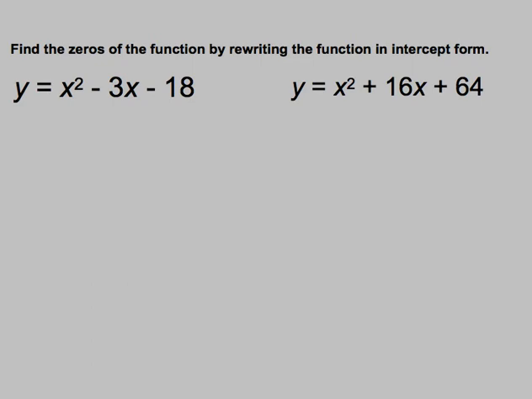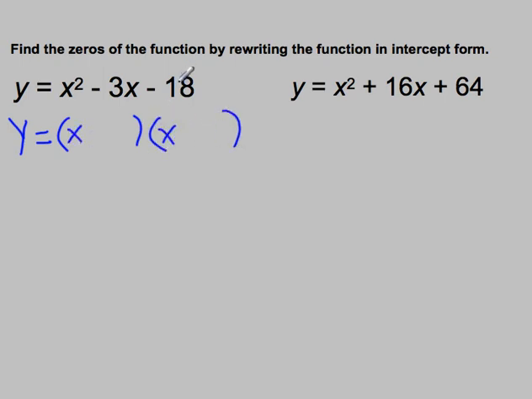Finding the zeros of a function by rewriting the function in intercept form. Now, if you think about it, finding the zeros is really finding the x-intercepts. It's finding where y would be 0. And if you think about x-intercepts, because they're on the x-axis, y is always 0. So when we're solving these problems, it's really no different than what we just finished doing. So we're just going to do a quick factor. We've got x and x.